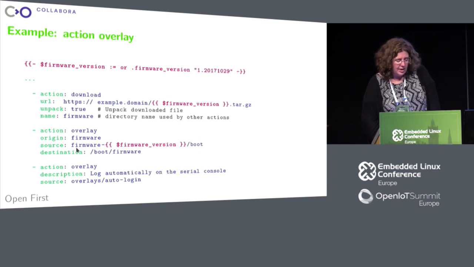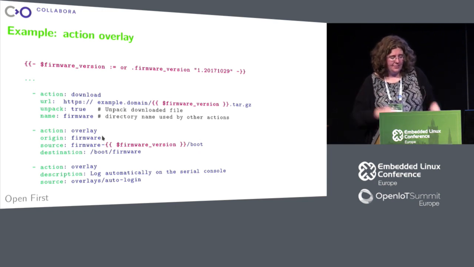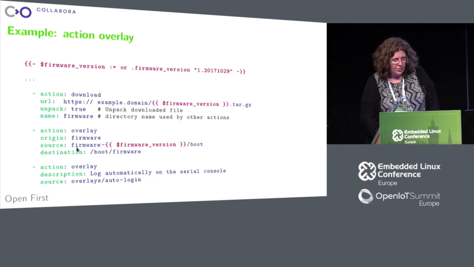And then we say, OK, inside firmware there is a directory called firmware version. We are using the parameter boot, and we want to copy that into our image in boot firmware. So for example, we have downloaded, I don't know, firmware for the Raspberry Pi. We just copy exactly this, the boot directory from the tarball, into boot firmware.